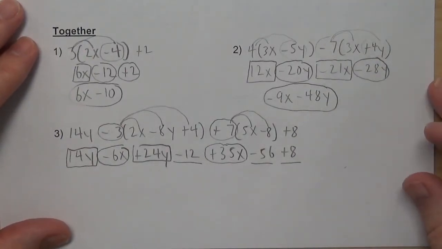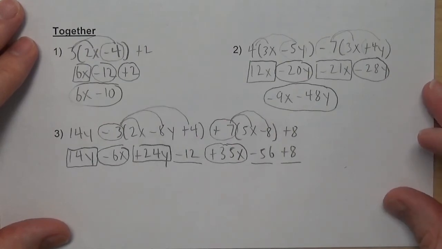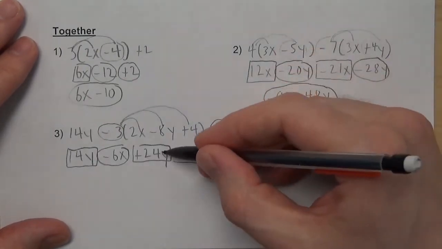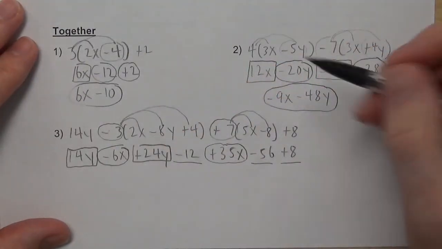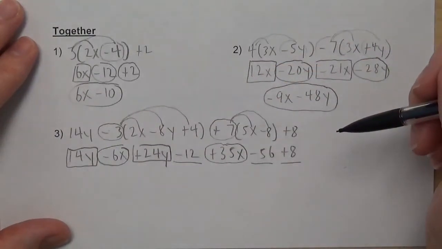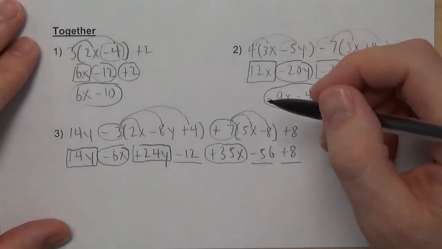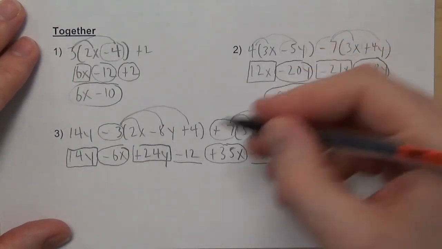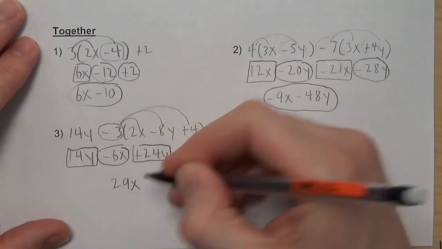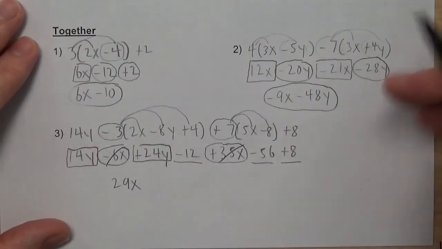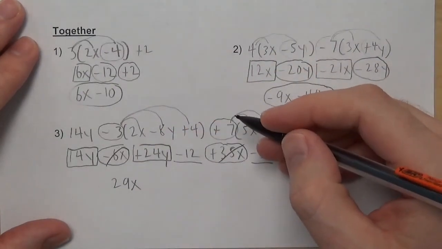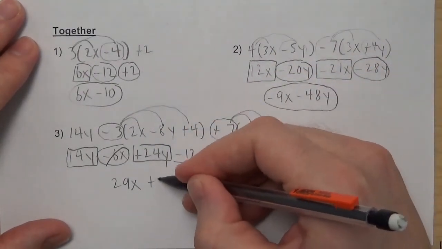In alphabetical order, x comes first. So let's go ahead and do our x terms first here. Negative 6x and 35x. Let's see, you've got more positives than negatives, and it looks like you have 29 more positives. So 29x takes care of my x's there. And then your y terms, we got 14y and 24y. That looks like that's going to be 38y.